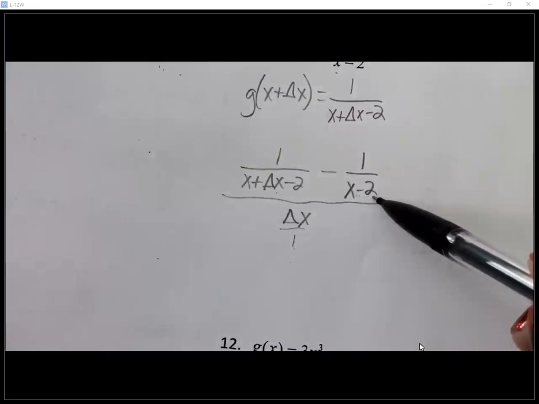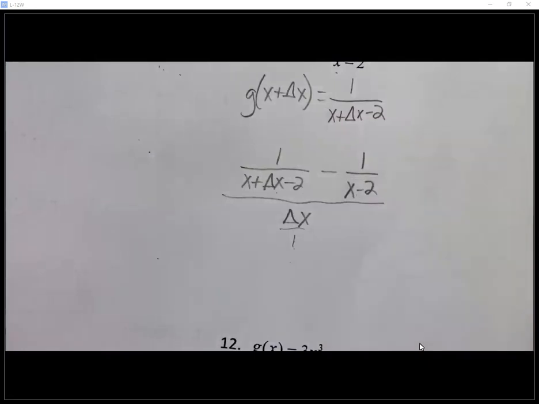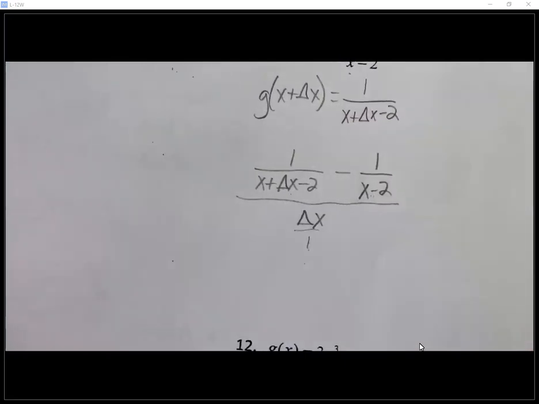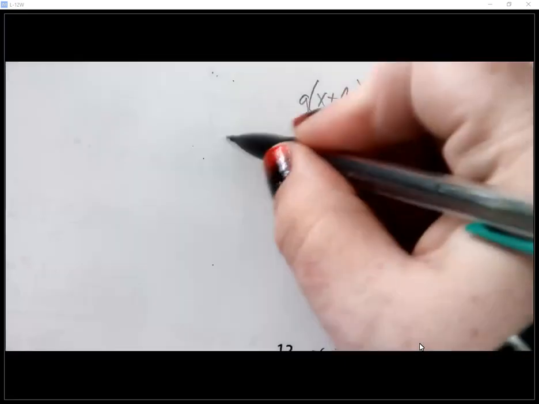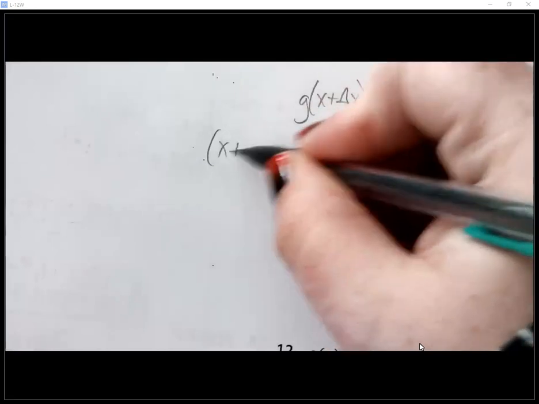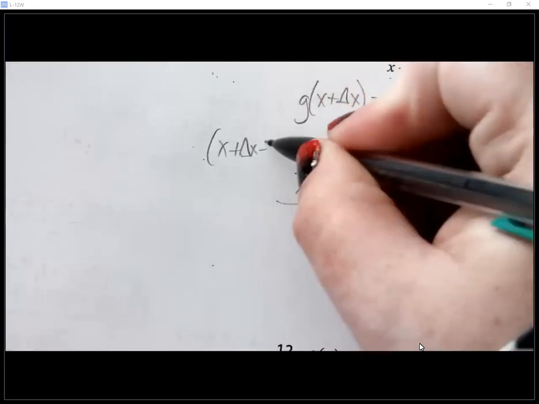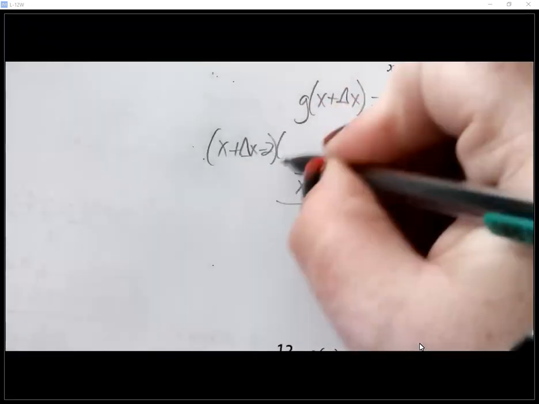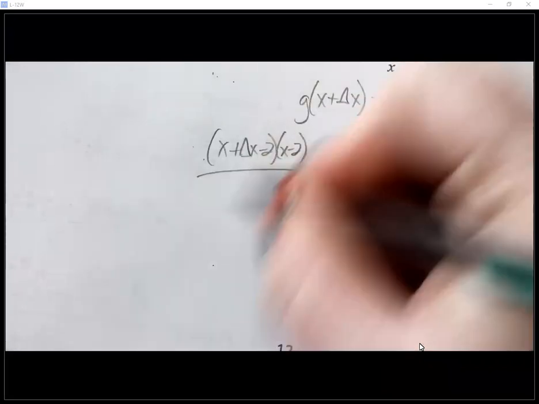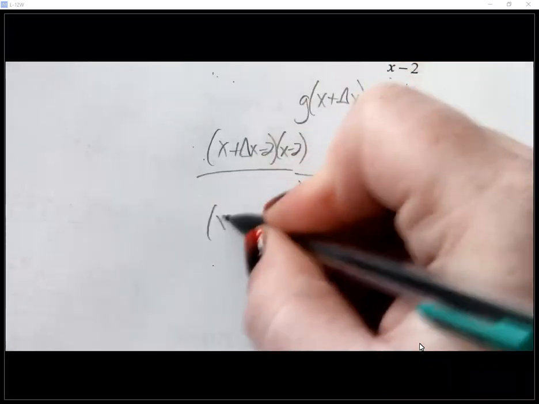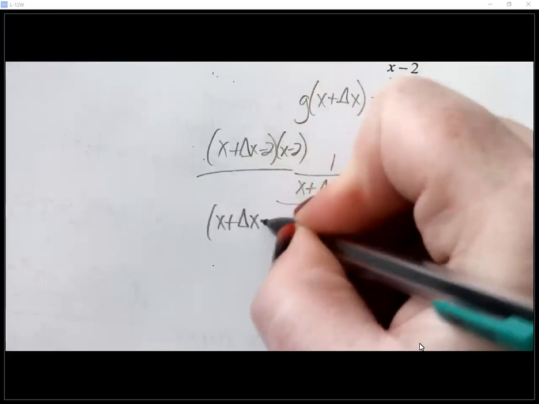So what I do is I'm going to multiply everybody by x plus delta x minus 2 times x minus 2 on top, and I have to do it on the bottom. x plus delta x minus 2 times x minus 2. Because remember, this over this is really just 1. That's why I'm allowed to do this, because I'm multiplying the whole fraction by 1, basically.